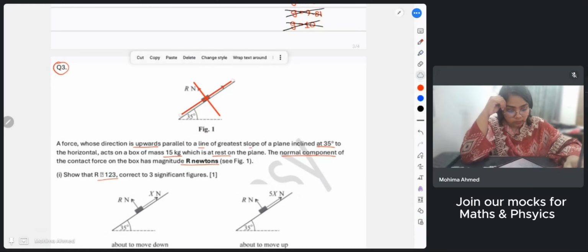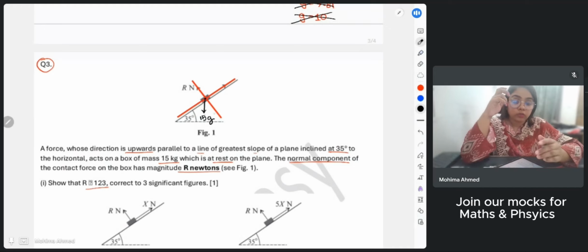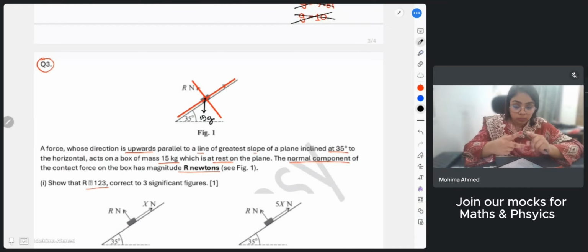Okay, now over here, weight was acting from the center. Weight always acts vertically downward. There's no compromise for weight. Doesn't matter at what inclination you are at, weight will always act vertically downward. So over here, the weight was 15g. And obviously, we all know that the inclination between the horizontal plane and that inclined plane, whatever the angle is, right? This is 35 degrees.